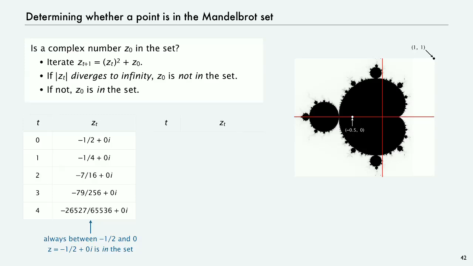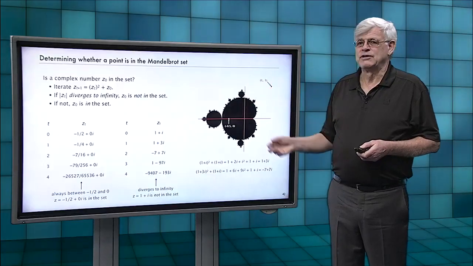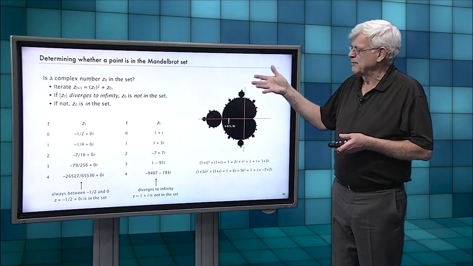On the other hand, if we take this point, 1 plus i, and here's where you can check the math if you want: (1 plus i) squared plus (1 plus i) is 1 plus 2i plus i squared plus 1 plus i. i squared is minus 1, which cancels out one of the 1s, so that's 1 plus 3i. Or if we take (1 plus 3i) squared plus (1 plus i), you can check the math, it's minus 7 plus 7i. This one, we can see that it's starting to get bigger and bigger, and actually one can prove that it diverges to infinity, so that value 1 plus i is not in the set. That's a definition, and it's really an algorithmic definition.